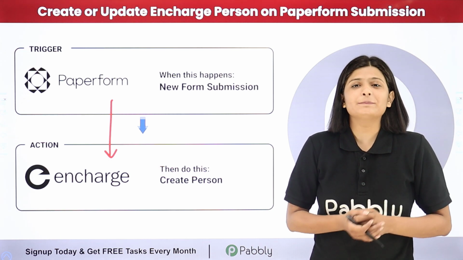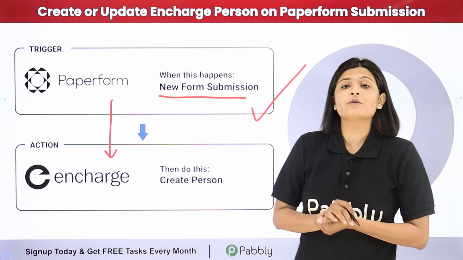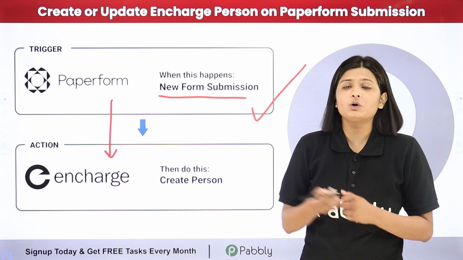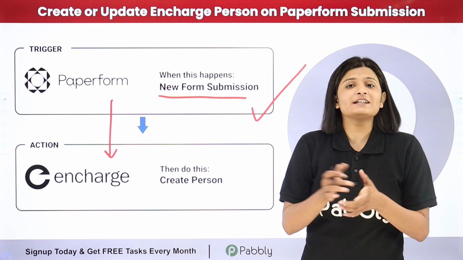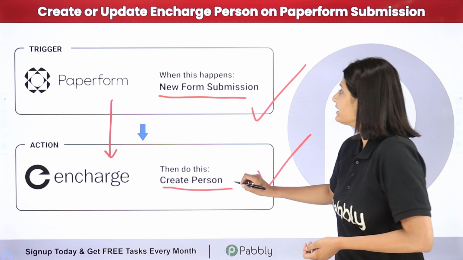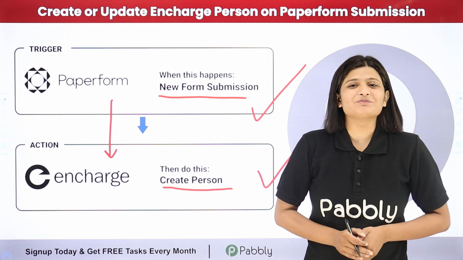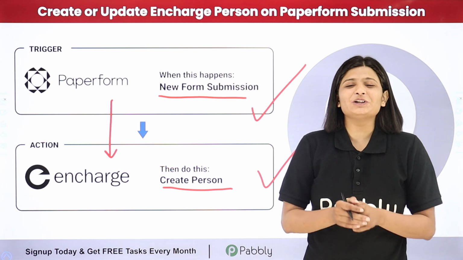Here as my trigger application, I am going to take Paperform, from where I will receive a new form submission, and this complete workflow will get triggered. And then in my action application, I am going to take Encharge, where the person will be created as soon as the new form submission is received. If you want to learn this amazing automation step by step, then let me take you all to my screen.